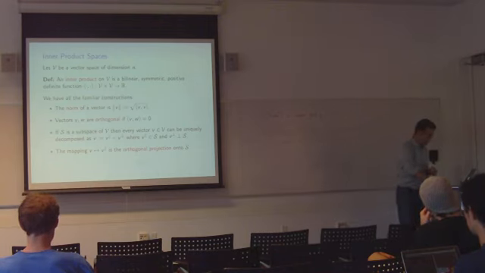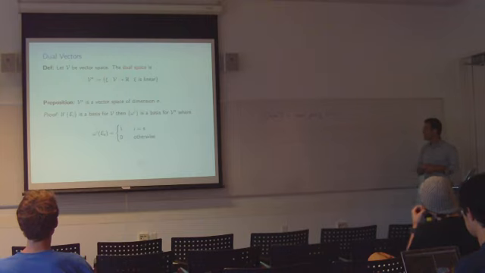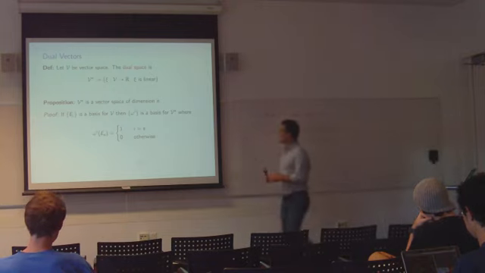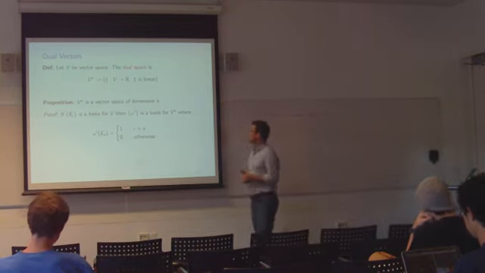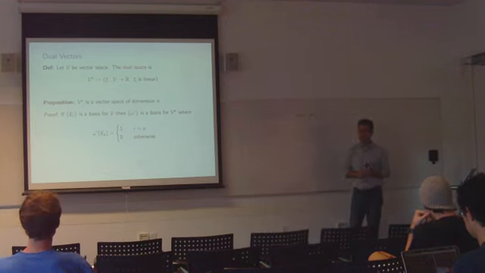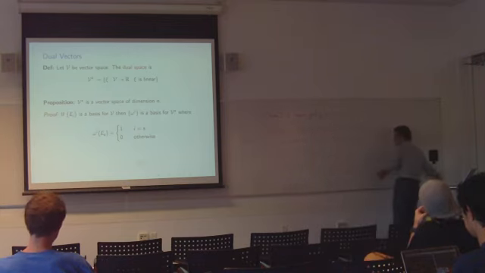Now the first new concept, of course it isn't that new because you've probably seen it in all various guises before, but the first new concept, let's say, is the idea of a dual vector, or the dual space of a vector space. So this is a simple definition. The dual space consists of all linear functions on the vector space itself.